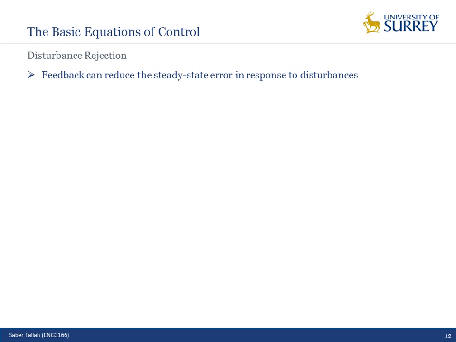Okay, so let's discuss what we have said so far. Feedback can reduce the steady state error in response to the disturbances. How can that happen? Mathematically, in year 2 and so far you said, okay, a feedback control system can reject the disturbances. How? Can you prove it? No, I will prove it for you now. Okay?